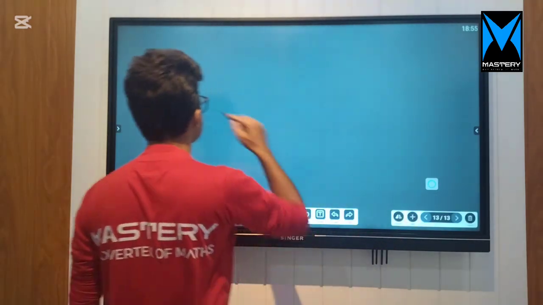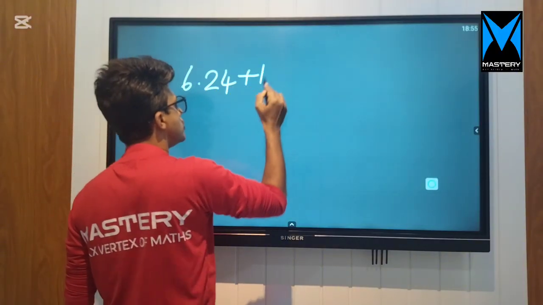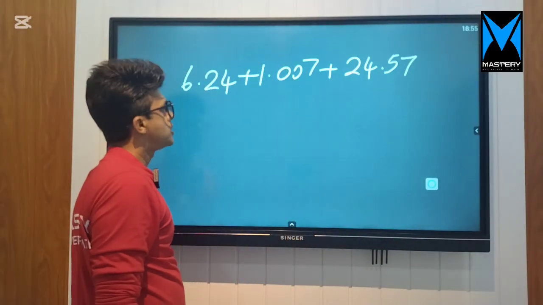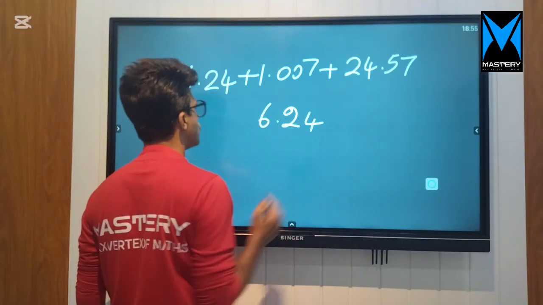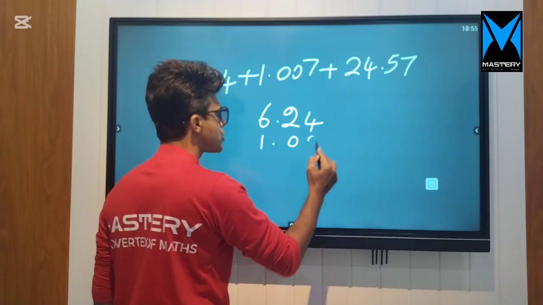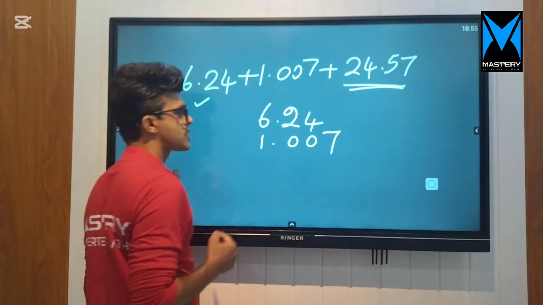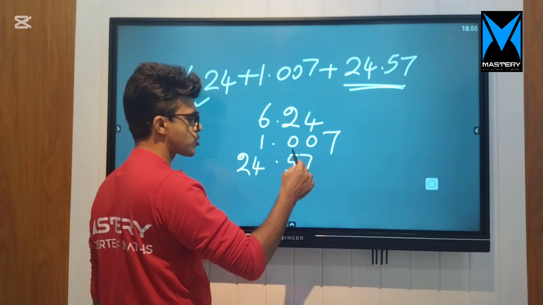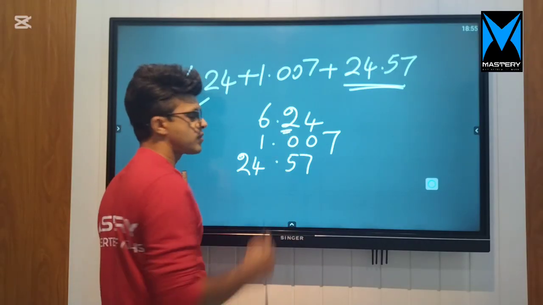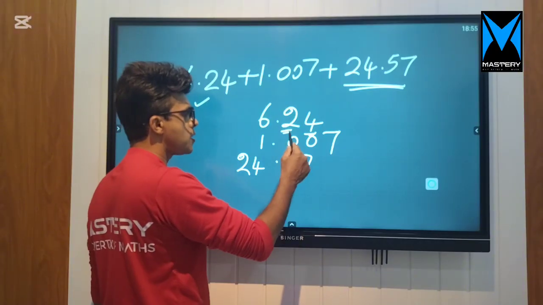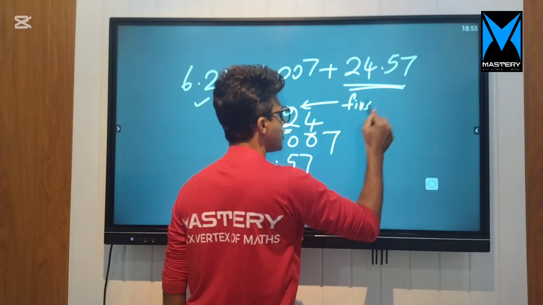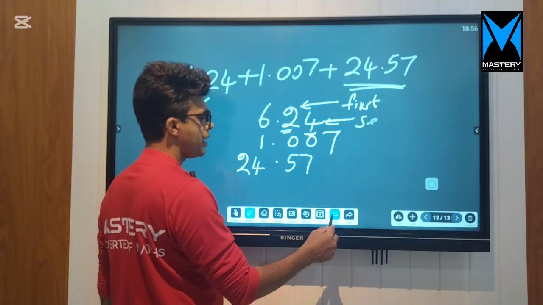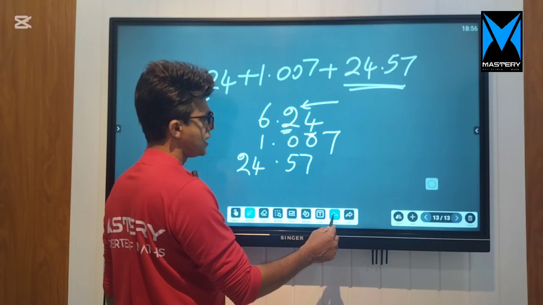Think of this one. How can you add this type of one? This question is given in this sense. This can be written as 6.24. After that 1.007, and this can be written as 24.57. Now here you could see three digits. This is called the first decimal place, and this is the second decimal place. Anyway, there is no need of that knowledge to get the answer of this one.